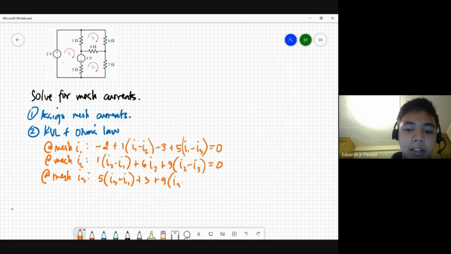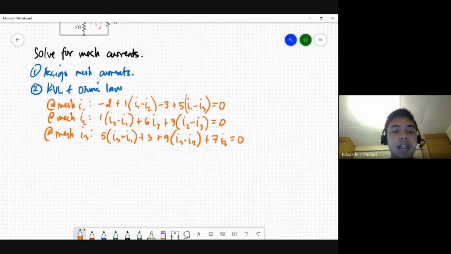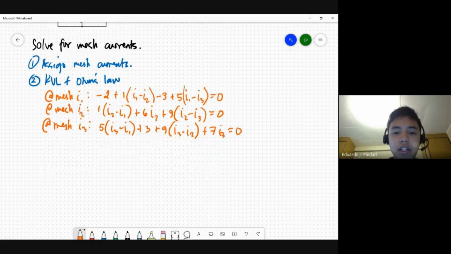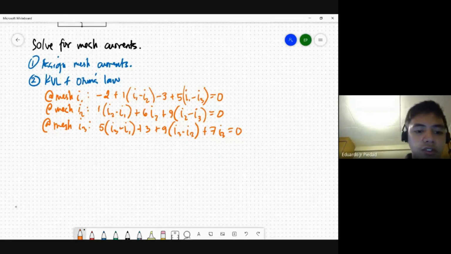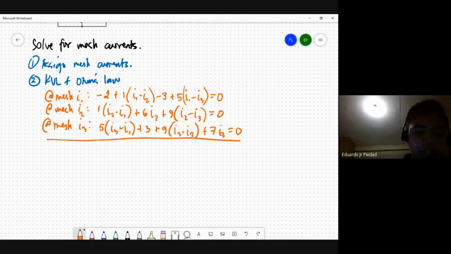Now this time I3 minus I2, and then plus 7. There's no other current flowing through 7 but only I3, and this is equal to 0. So here we go. We have 3 equations, 3 unknowns, and we need to arrange these 3 equations in terms of linear equations.